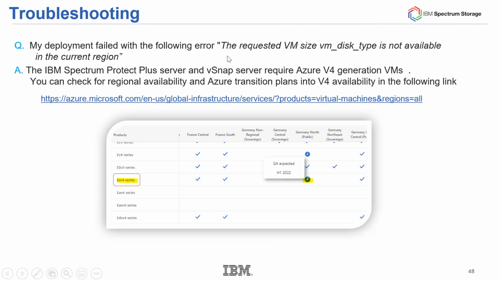If you get the error, the requested VM size, VM disk type is not available in the current region, that means that the ESv4 series virtual machines have not yet been deployed into the region you chose when you were deploying. So once again, check this Microsoft document because they continue to roll out the v4 to new regions, but you want to make sure your region supports that.